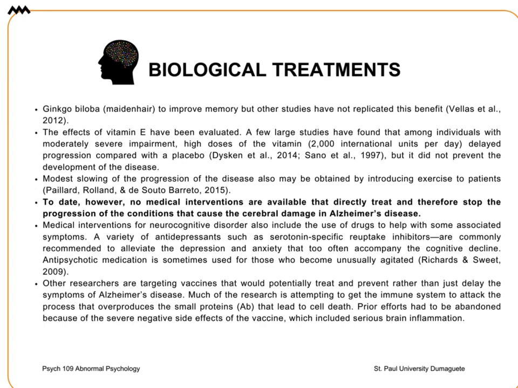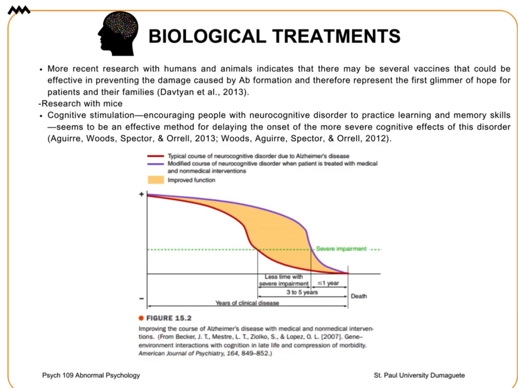Then we also have antidepressants. We also have antipsychotic drugs, and then other researchers are targeting vaccines that would potentially treat the disease. But I think this was not continued, because there was a serious negative side effect, which is serious brain inflammation. So we have biological treatments. More research with humans and animals indicates that there may be several vaccines that could be effective in preventing the damage caused by amyloid beta formation and therefore represent the first glimmer of hope for patients and their families.